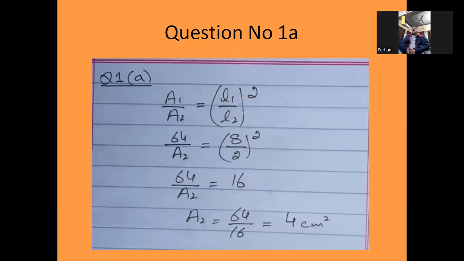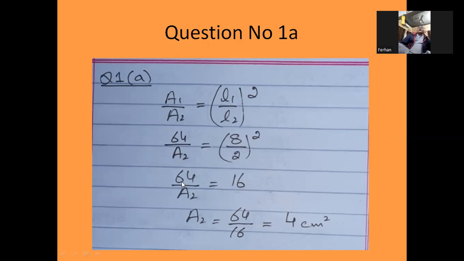So question number 1, part A: area 1 by area 2 is equal to L1 by L2 whole square. Area 1 is given. The area 1 is 64 centimeter square, and area 2 is the question. Side 1 is 8 centimeter and side 2 is 2 centimeter. So I will write 64 by A2 equals 8 by 2 whole square. 2 and 8 will be cancelled. That will be 4. 4 square will be 16.